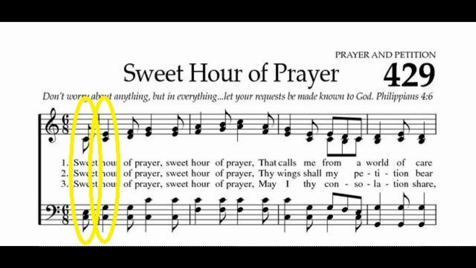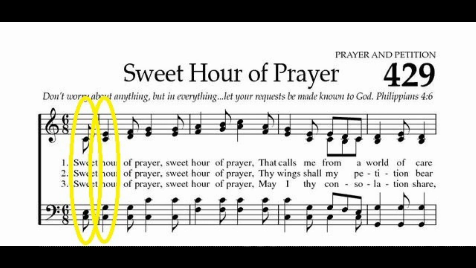Now let's have a look at the next one, the word of. We can see at the bottom that there's a C and a G, but then in the treble clef there's a D and an F. So these are not notes of the C major chord. So we will not circle this chord. We'll move on. Let's go to prayer.